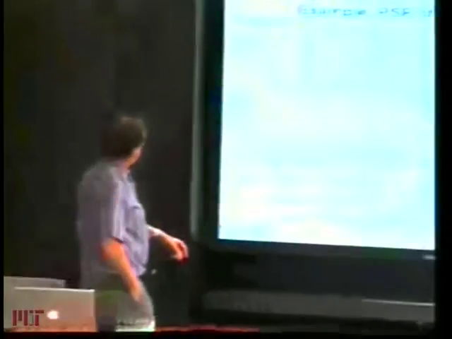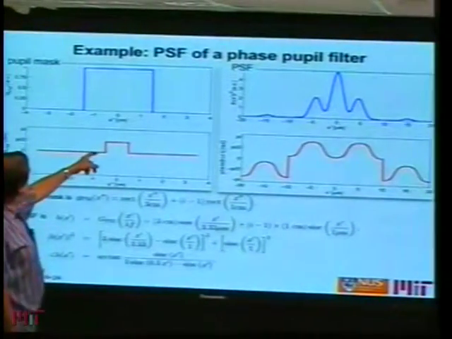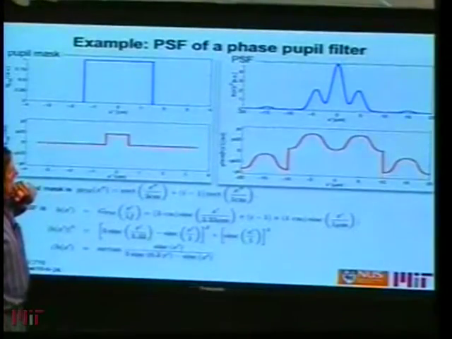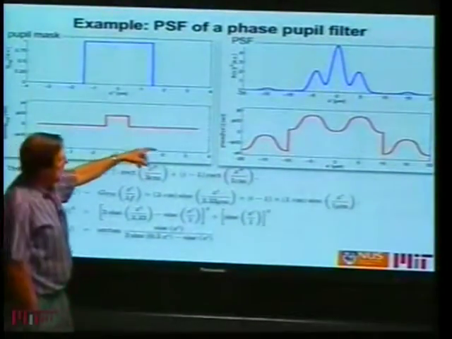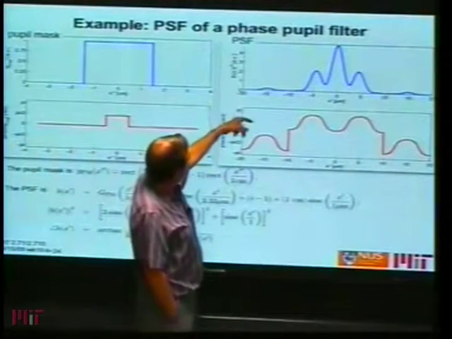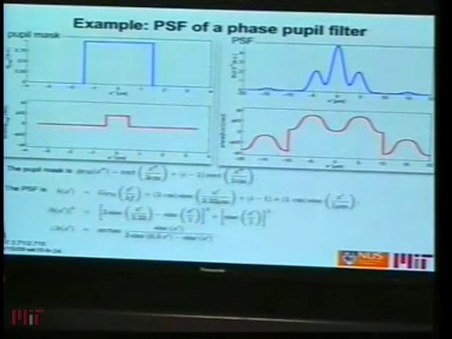Okay, and this is an example of the point spread function of this phase filter we looked at. The pupil mask, this is the same as we had before. So this is its modulus, this is the phase. If you calculate the point spread function of this, it comes to this. This is the modulus, this is the phase. So you can see that that was why we got a pretty horrible image. It's because it's got a very nasty point spread function.